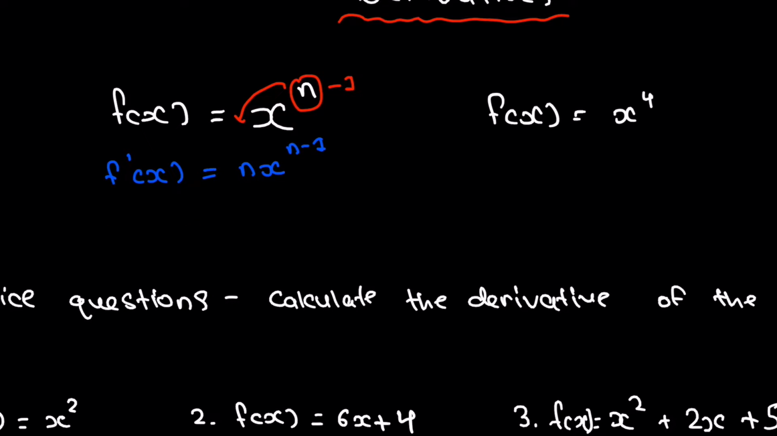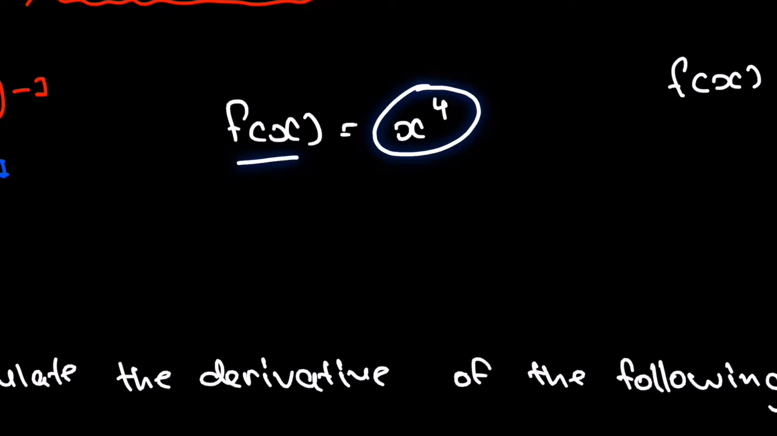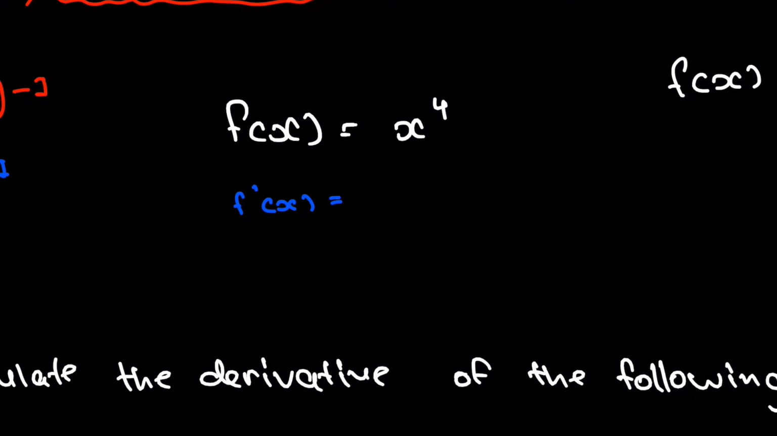Let's move on to a quick, easy example. We have f of x equal to x to the power of 4. If we wanted to take its derivative, we would denote it as f dash x, equal to, we bring this 4 down to the front, and we minus 1 from the index position. So we'd get 4x to the power of 4 minus 1. Therefore, f dash x is equal to 4x to the power of 3. And that is your derivative function.